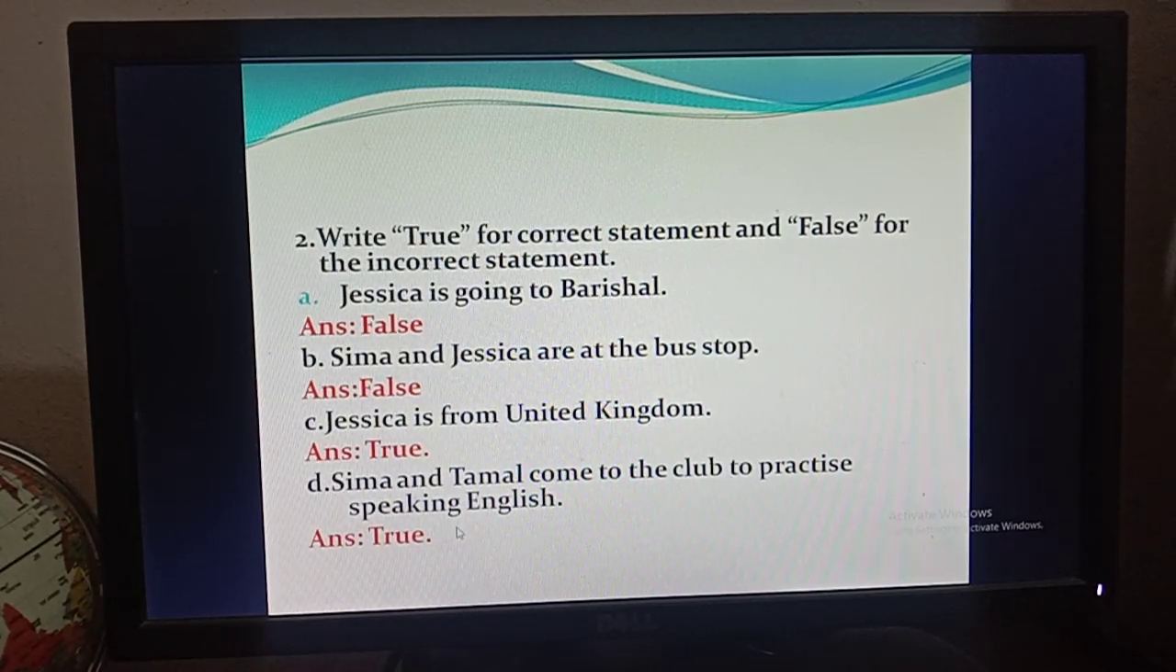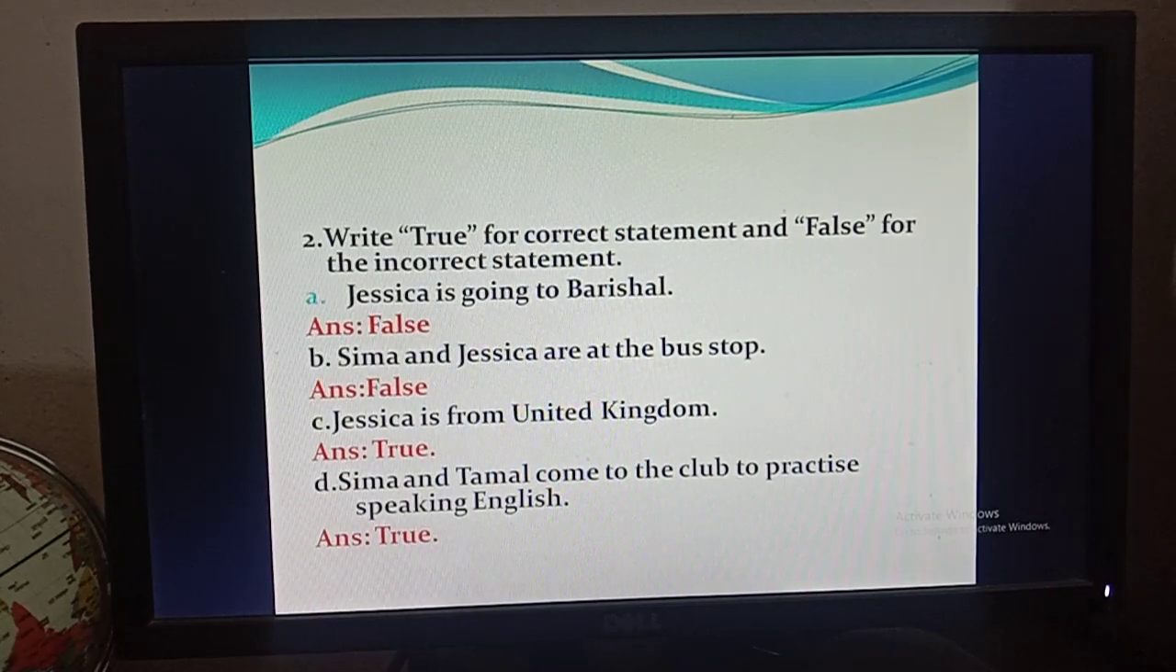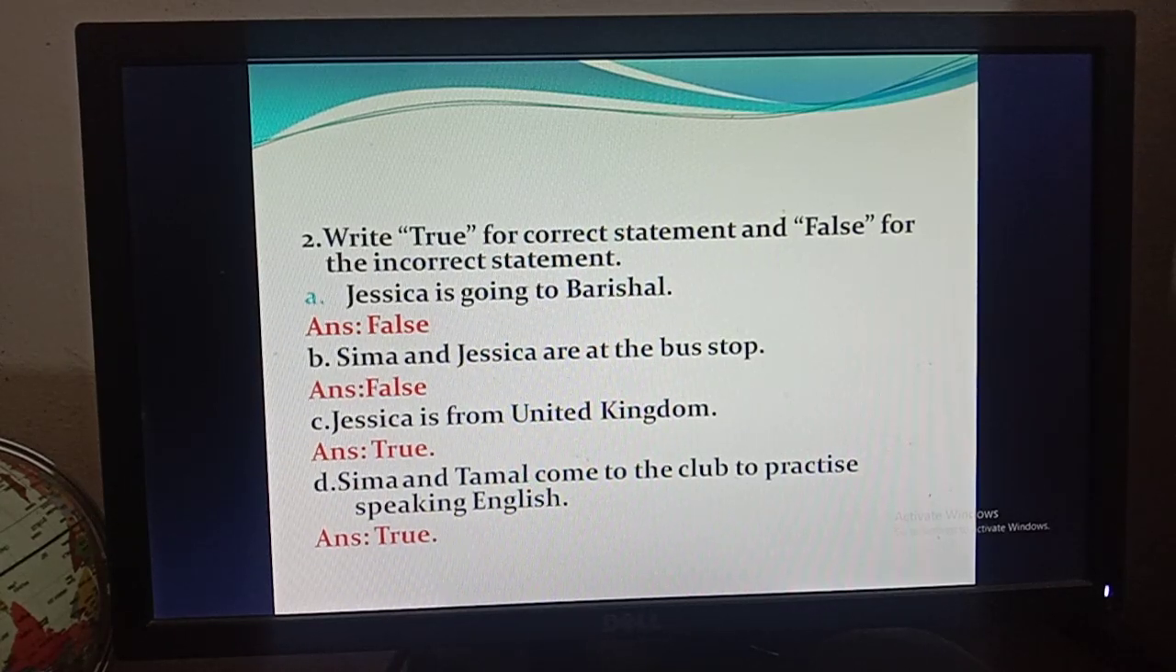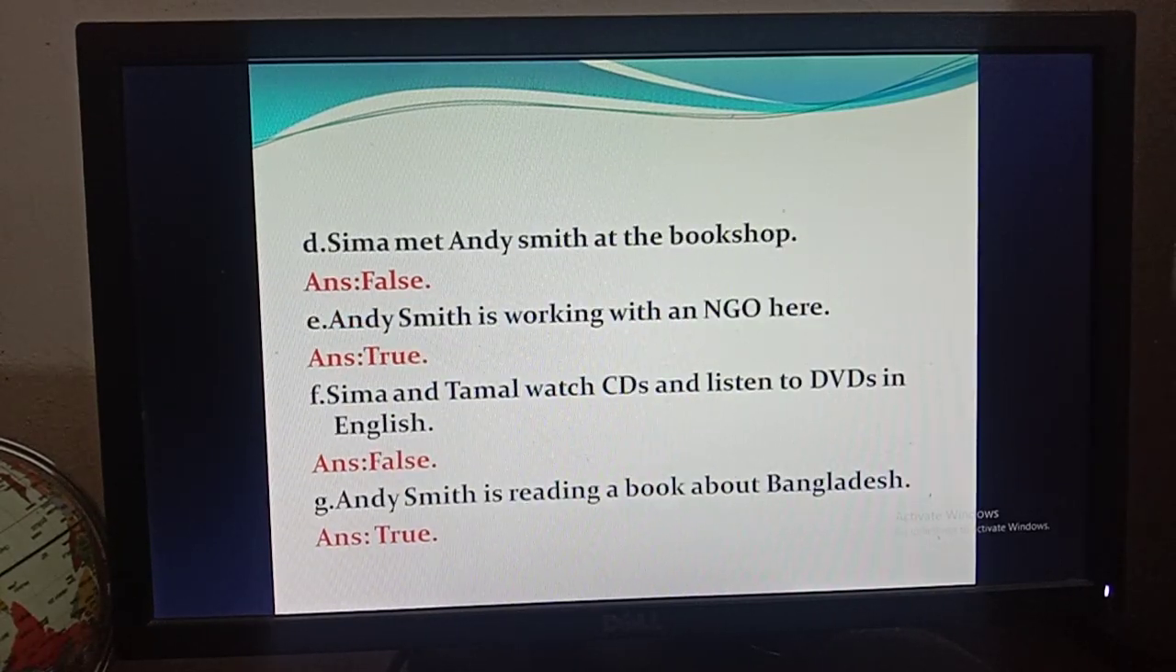This is true. So boys, if you don't read the text carefully, you will not be able to answer the true false. Okay, so Jessica is going to Barishal. You know, Jessica is not going to Barishal because Jessica is going to Chattogram. Okay, that's why if you read the text carefully, you will be able to write the answer of true false. Now there are more for you.